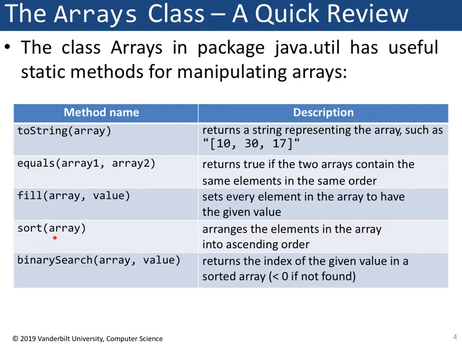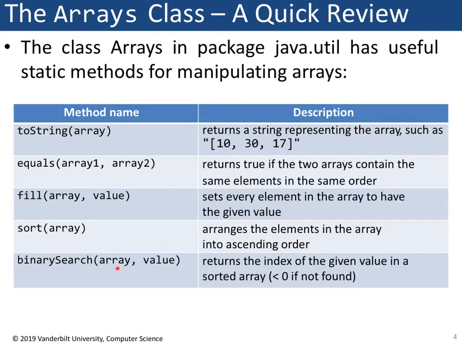Sort is going to change the ordering of the elements in this array so that they are in ascending order. It doesn't return a new array, it actually changes the array object passed to sort. The same thing is true of fill. It also changes the array object rather than returning a new array object.